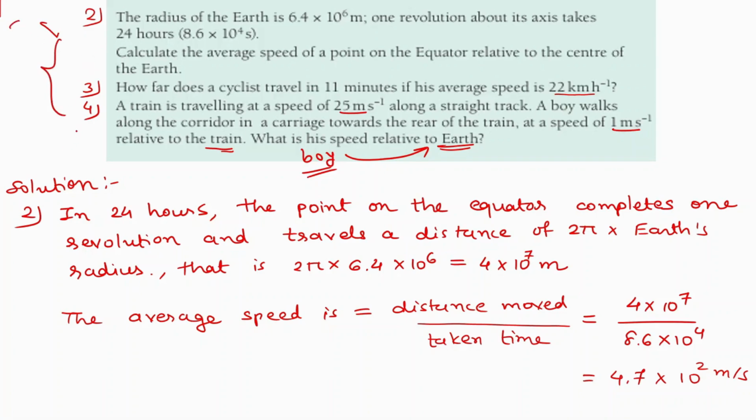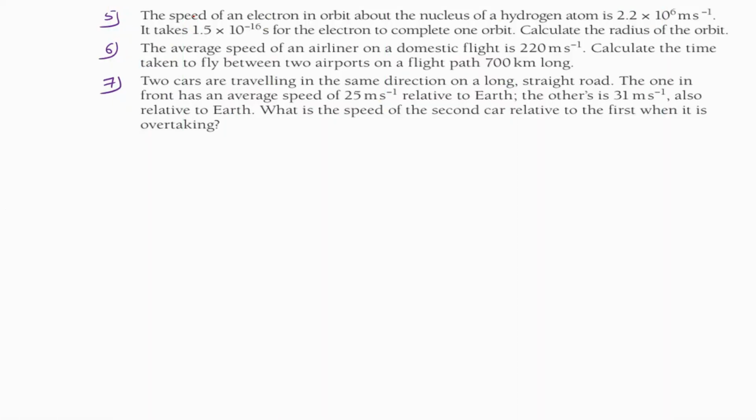Now we go on to question number 5. Question number 5 says the speed of an electron in the orbit about the nucleus of a hydrogen atom is about 2.2 times 10 to the 6 meter per second. It takes 1.5 times 10 raised to minus 16 second for the electron to complete one orbit. So calculate the radius of the orbit.